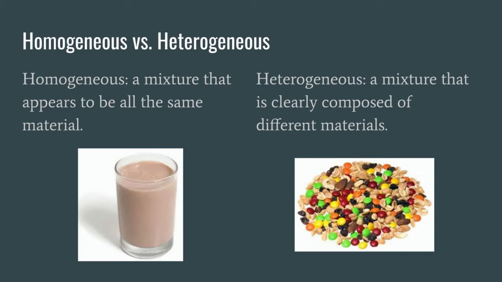Heterogeneous is a mixture that is clearly composed of different materials. So an example we have here is trail mix, right? You can easily pick out the M&Ms, the different nuts, raisins, whatever you have in there, and you can easily tell that it's a mixture.